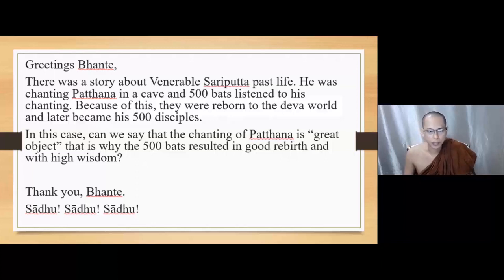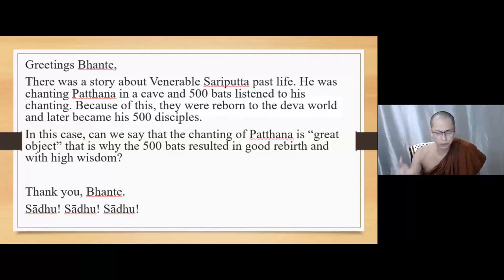Okay, in this question, I need to make a correction first. It is not Patthana, it is the Abhidhamma, and it was not Venerable Sariputta. These were disciples of the Kassapa Buddha. The disciples of the Kassapa Buddha recited and chanted the Abhidhamma teaching in the caves, and the 500 bats listened to their chanting, and they became the disciples of Venerable Sariputta. So the 500 disciples of Sariputta are related to their past life. Because of their relation to the Abhidhamma teaching, they became the first group of Abhidhamma learners. So Sariputta taught them.